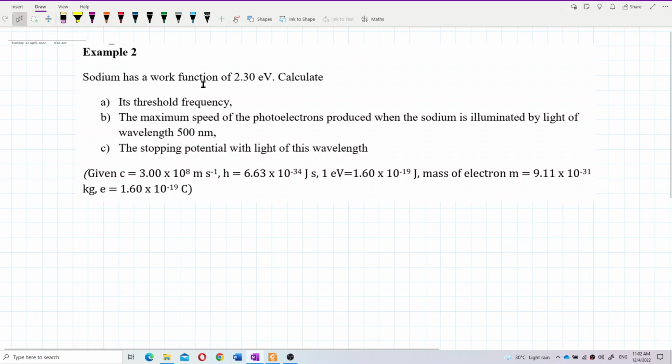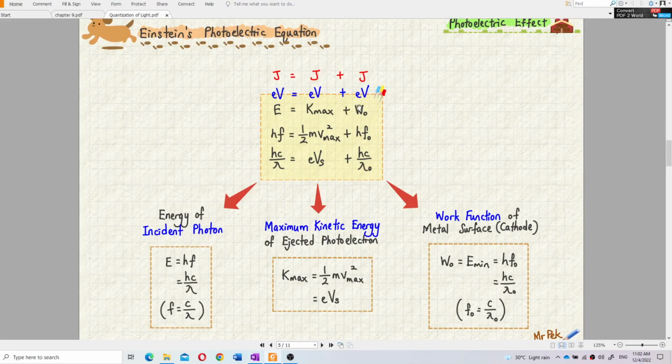So let us put this. This is the work function, W naught. The unit is electron volt. We might have to convert to joule later on. Calculate the threshold frequency. Let's look at the equation. The work function is actually h f naught, or hc over lambda naught.